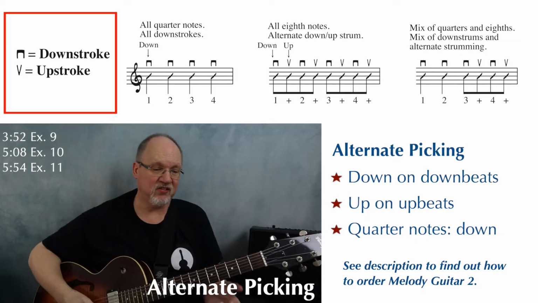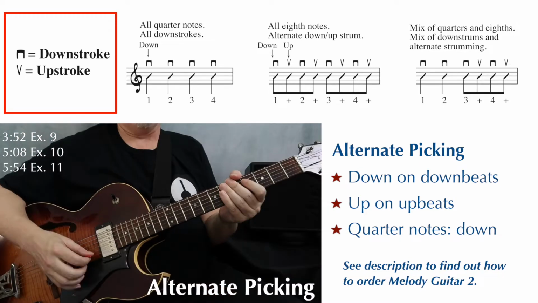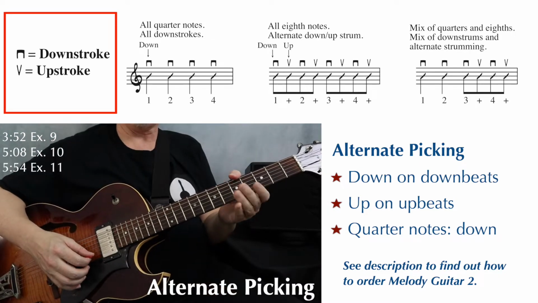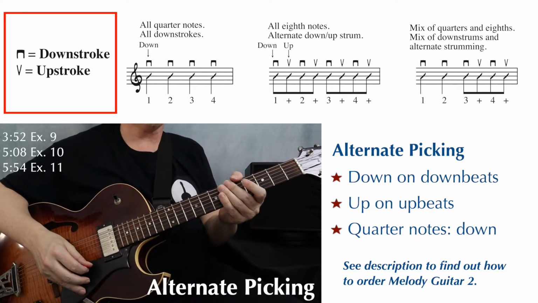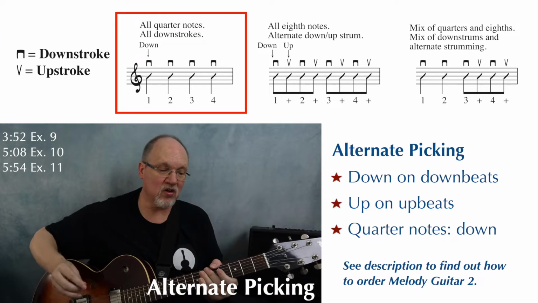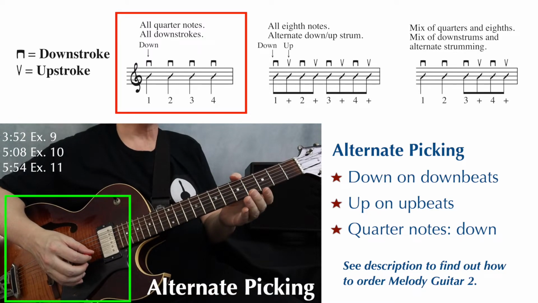At the bottom of page 7, you can see the marking for downstroke and upstroke. So when you see that downstroke marking, of course, play down. And when you see the upstroke marking, pick upwards. Now when you're playing all quarter notes, you're going to use downstrokes because those are all downbeats, your numbers. So that's going to be 1, 2, 3, 4.